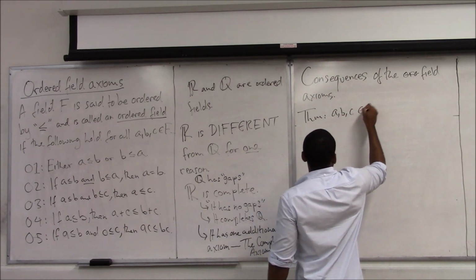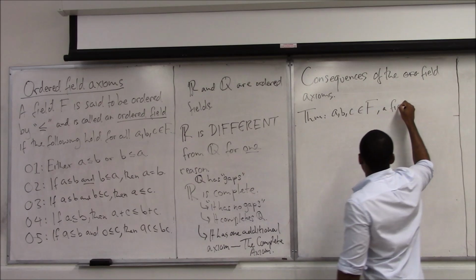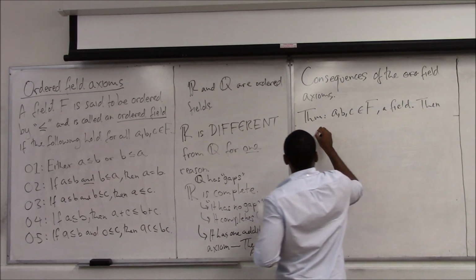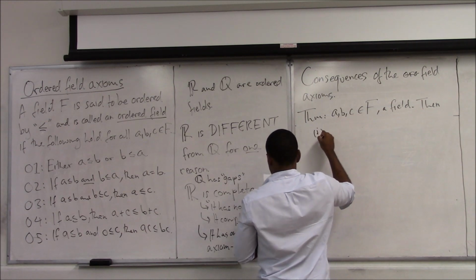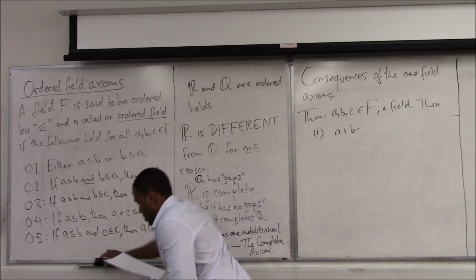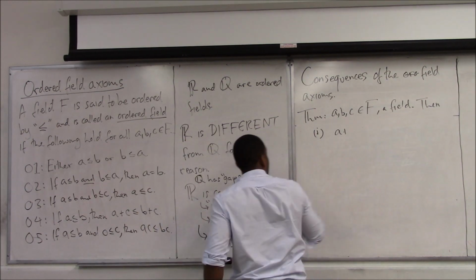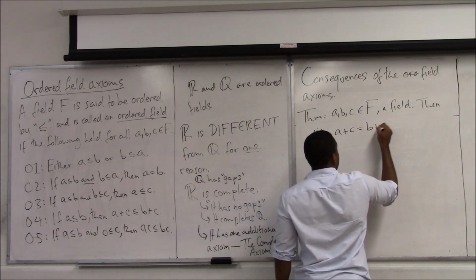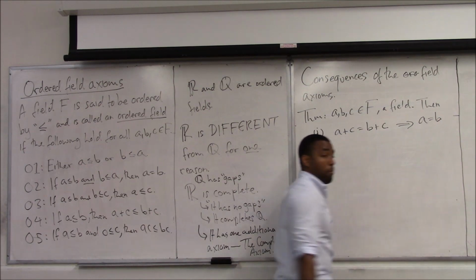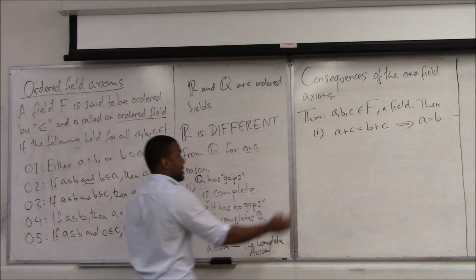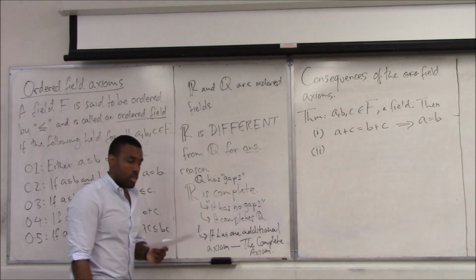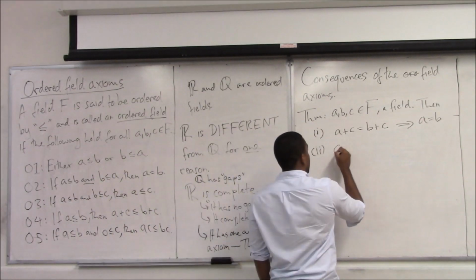A, B, C are elements of F, a field. Then, 1. If A plus C is equal to B plus C, this means that A is equal to B. Who would have thought, right? But that's not an assumption. That can be proven based on the previous things. Here's another thing that can be proven.